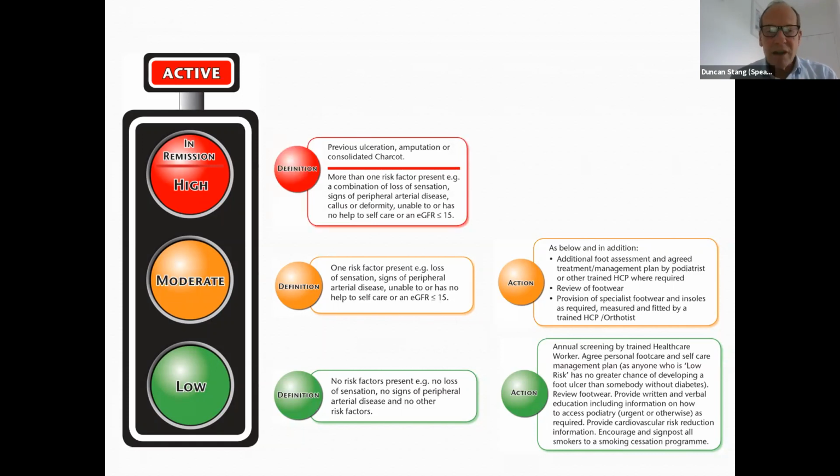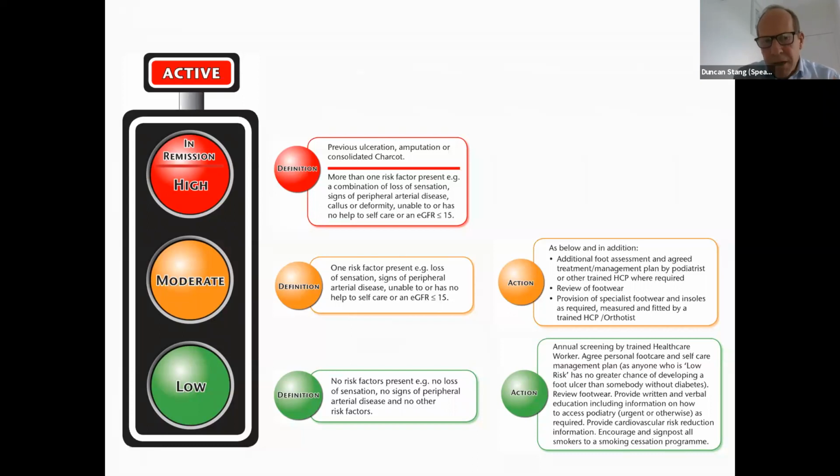So high risk means you have more than one risk factor. So you have two or more risk factors. And that could be a combination of loss of sensation, signs of peripheral arterial disease, callus or deformity, unable or no help to self-care, and an eGFR of less than or equal to 15. A combination of all these problems will put you in the high risk category.